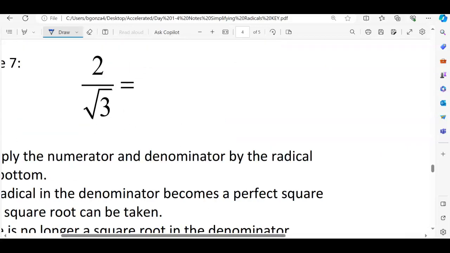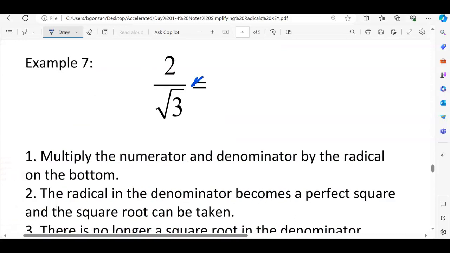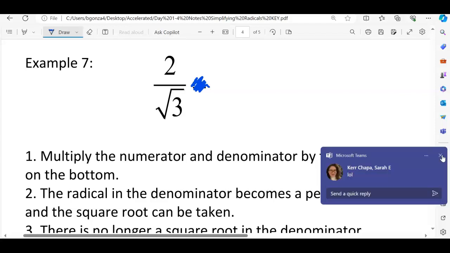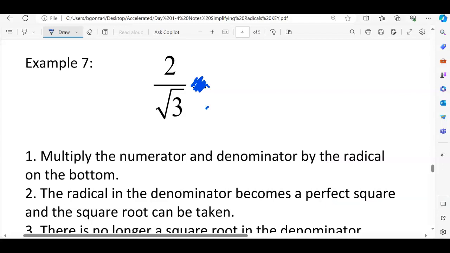So here's what I want you to do. Ready? Scratch out that equal sign. I want the square root on the bottom to go away, so I'm going to multiply by the exact same square root of 3. Cool. Since it's a fraction, if I do it on the bottom, I got to do it on the top. So it's going to be times square root of 3 on the top.